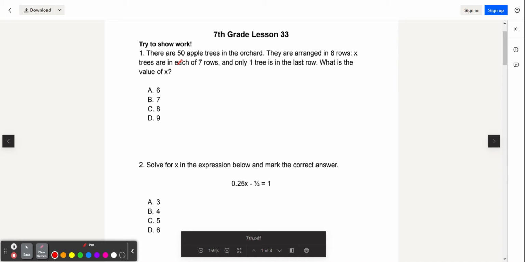So for our first problem, there are 50 apple trees in the orchard. They are arranged in 8 rows. X trees are in each of 7 rows, and only 1 tree is in the last row. What is the value of X?